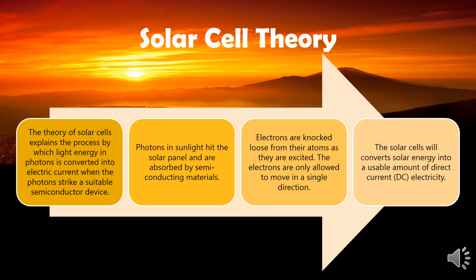Solar cell theory. The theory of solar cells explains the process by which light energy in photons is converted into electric current when the photons reach a suitable semiconductor device. Photons in sunlight hit the solar panel and are absorbed by semiconducting material. Electrons are knocked loose from their atoms as they are excited. The electrons are only allowed to move in a single direction. The solar cell will convert solar energy into a usable amount of direct current electricity.